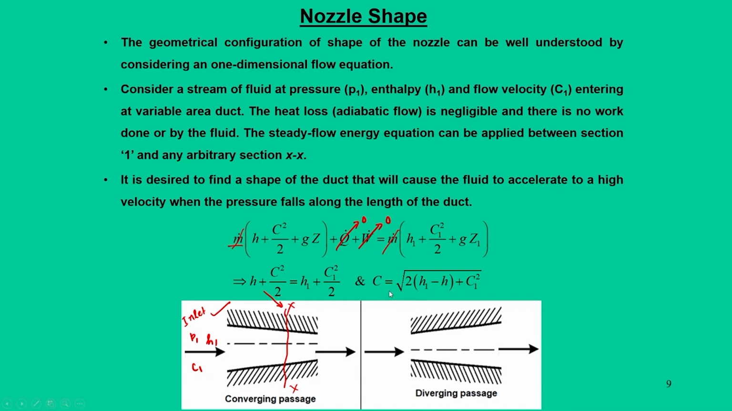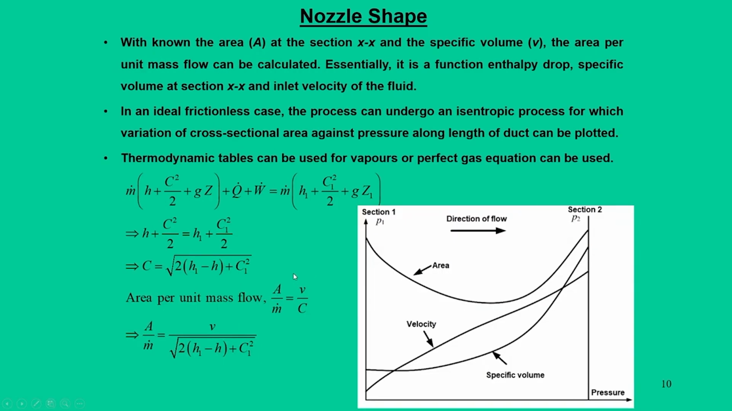So, this gives an expression that for any section X, we can arrive at the velocity of the flow, and that is c is equal to the square root of twice the enthalpy difference plus C1 square. Now, let us try to understand the same concept in a different way, or represent it in a graphical figure.